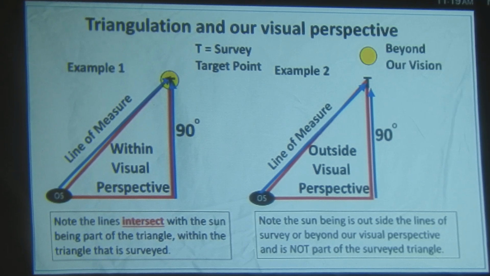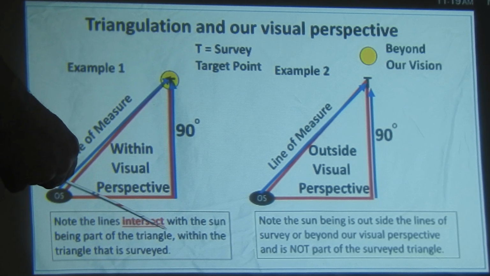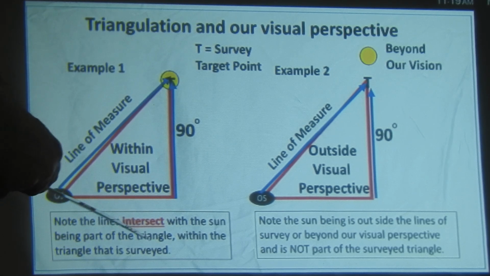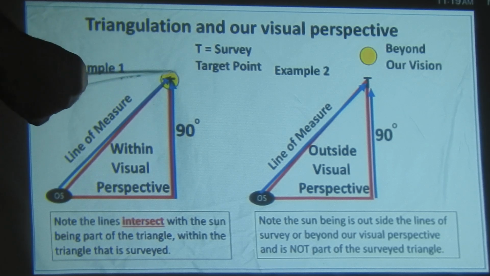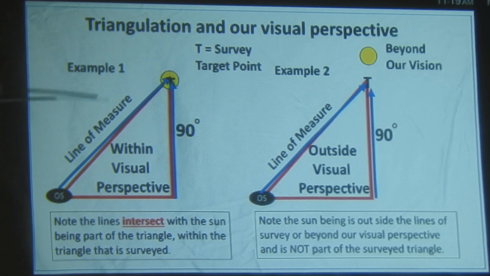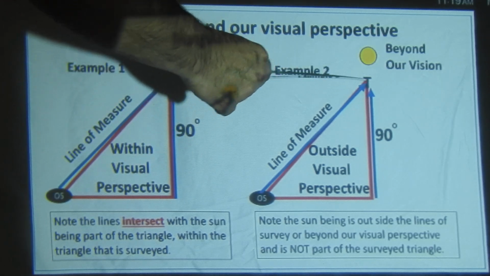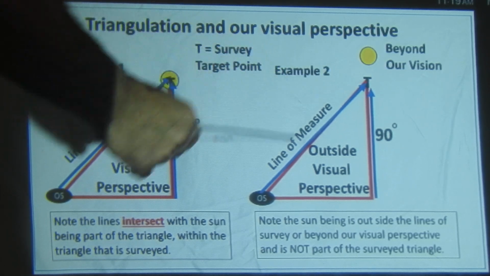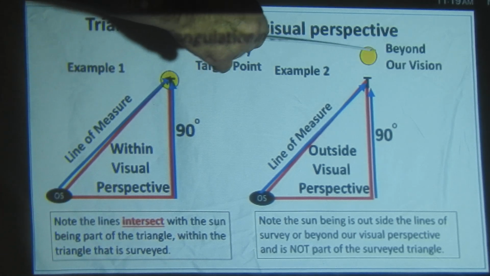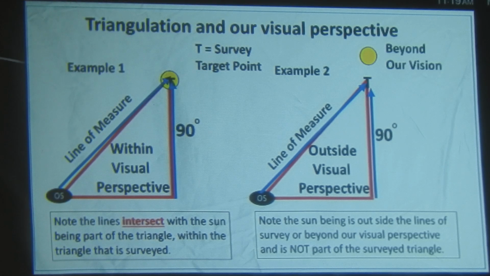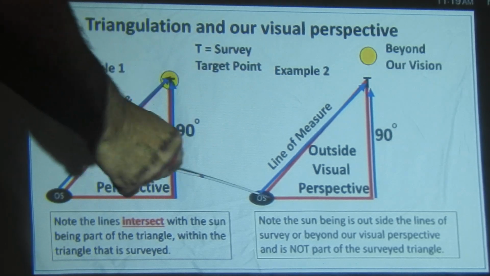Triangulation and how it works within our visual perspective. Example, note the lines intersect the sun, being part of the triangle that is surveyed. So it's part of the triangle. And actually the physical sun that we see in our daytime sky is part of the surveyed triangle. If it was outside our visual perspective, we wouldn't be able to see that sun, or we wouldn't be able to see that object we're trying to obtain a vertical angle on. It's beyond our vision, outside our visual perspective, and it's not part of the surveyed triangle.